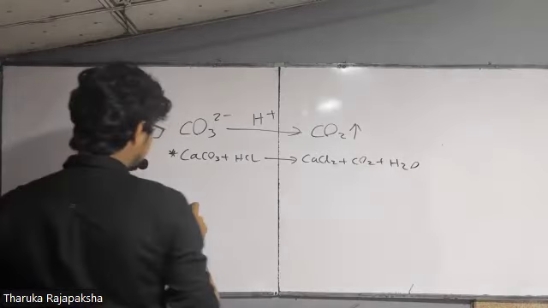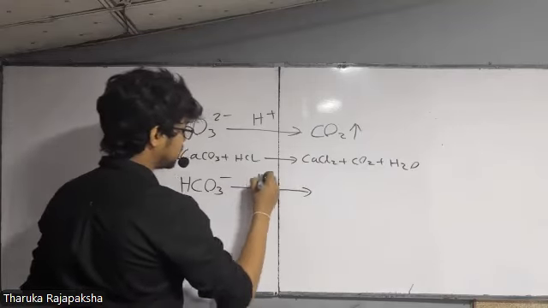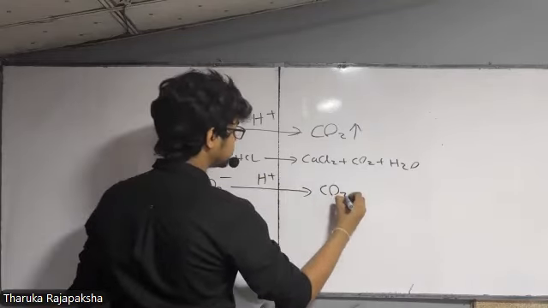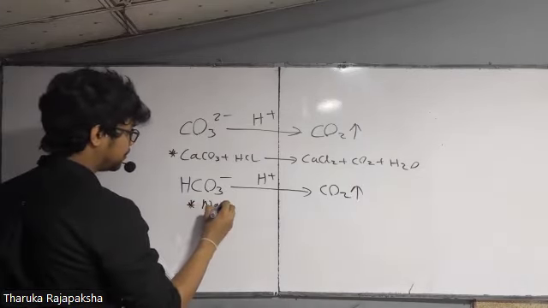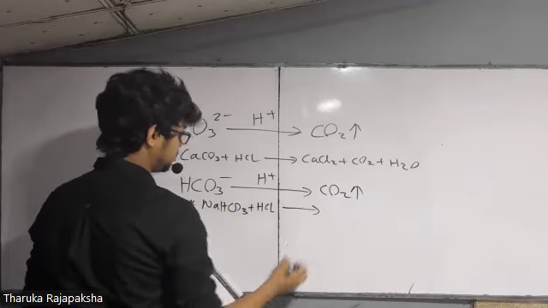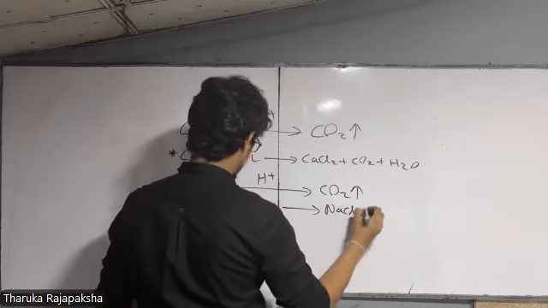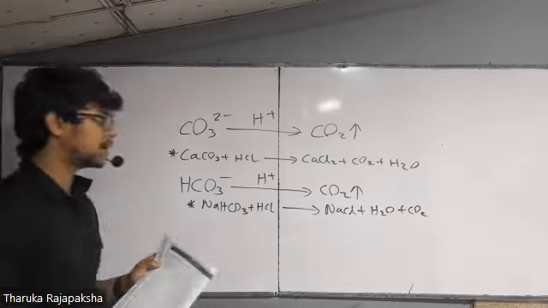Then next, bicarbonate, the same thing. When H plus is added, you get carbon dioxide. For example, sodium bicarbonate plus HCl gives sodium chloride plus H2O plus CO2. Write these two.